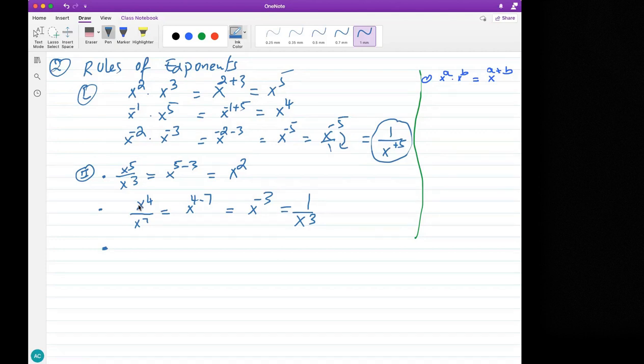That's right. The base has to be the same. So all these rules that we're going to do here, the 6 or 5 of them, the base must be the same. Same for here, x and x. If it's x and y, you couldn't do this. Okay, that's important to know.